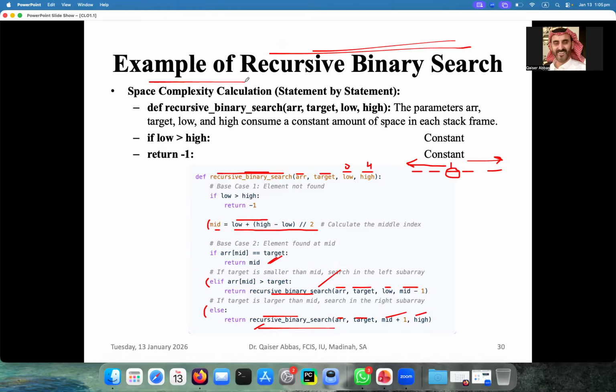Now, space complexity. We have to calculate space complexity, not time complexity. Okay. Single loop, double loop. And there are two kinds of space complexities. One other thing.